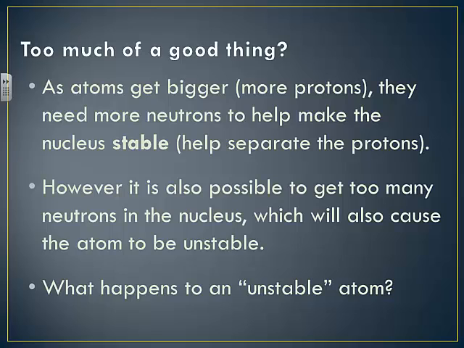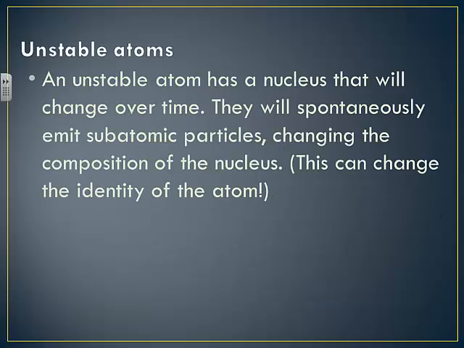So what happens to an unstable atom? Whether it's unstable because it has too few neutrons, or too many, or for other reasons, what does it mean to be unstable? What are the implications? An unstable atom has a nucleus that will change over time. You heard me right, the nucleus changes over time.